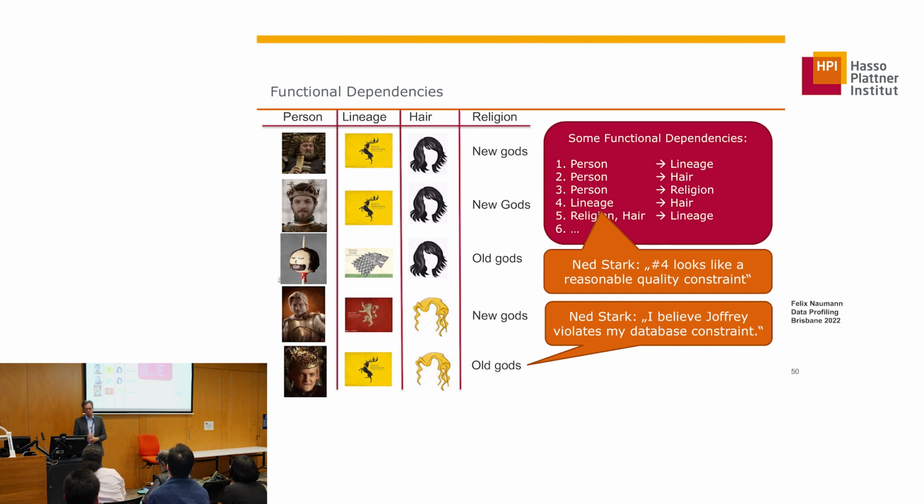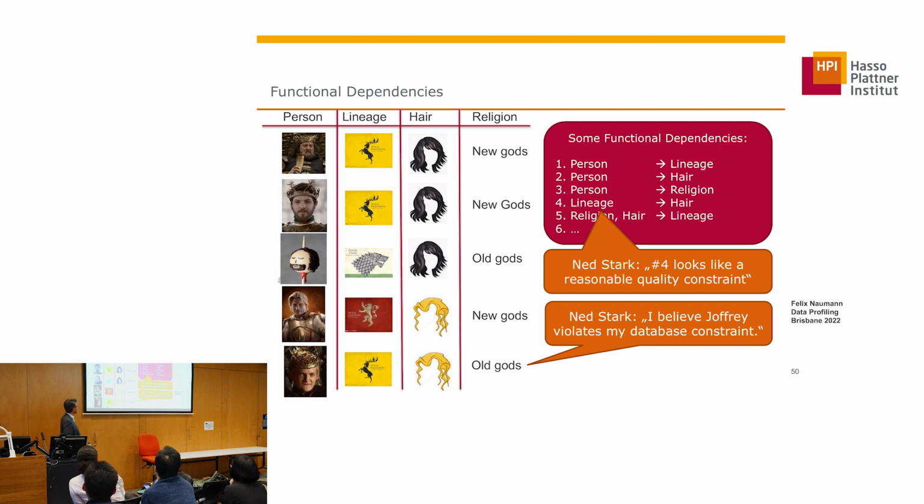So in the story, Ned Stark goes ahead, looks at these functional dependencies, and interprets them as quality constraints, right? So he says, well, you know, obviously, if you have the same family or lineage, then you have to have the same hair color. So this should always be true, obviously, right? It's a functional dependency, right? But then, in reality, of course, Joffrey is born. Yeah, indeed, he's also supposedly of the House Baratheon. But lo and behold, he has blonde hair.